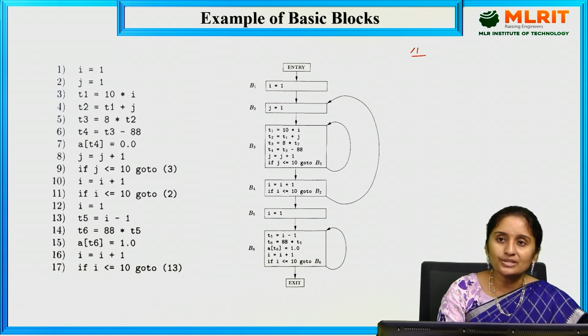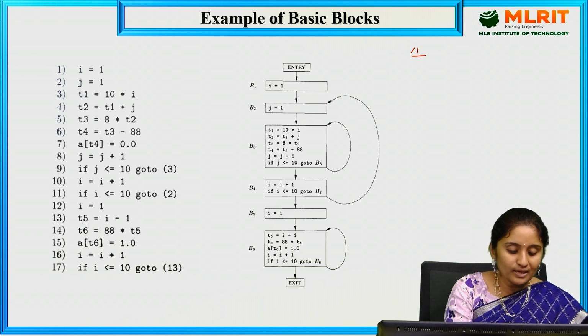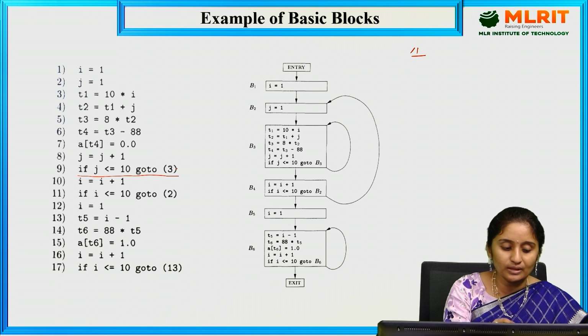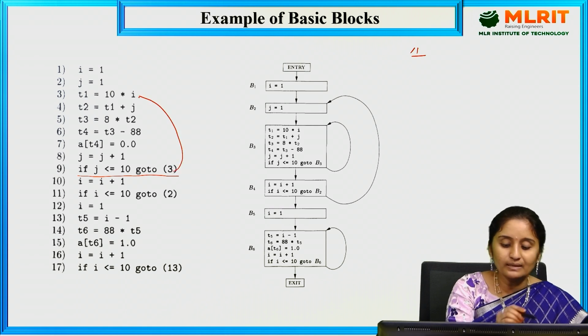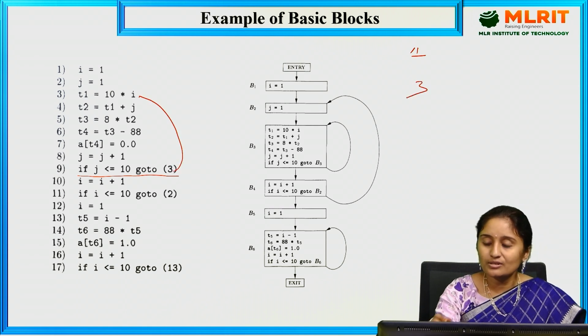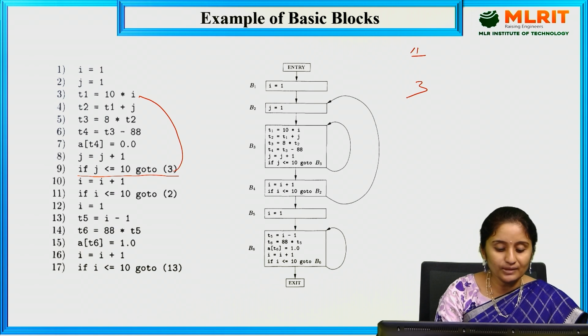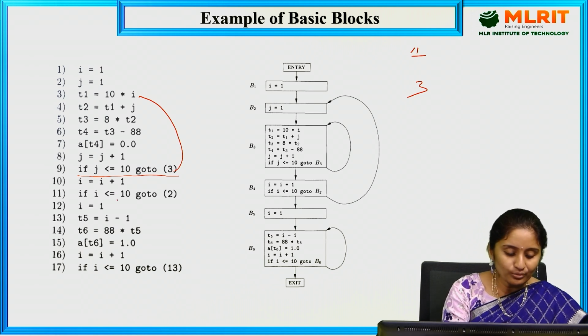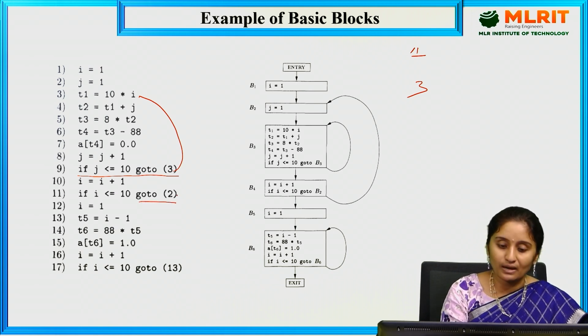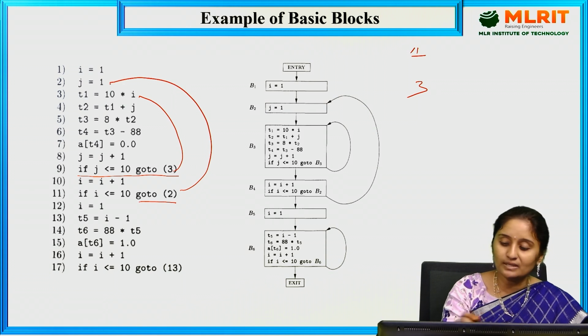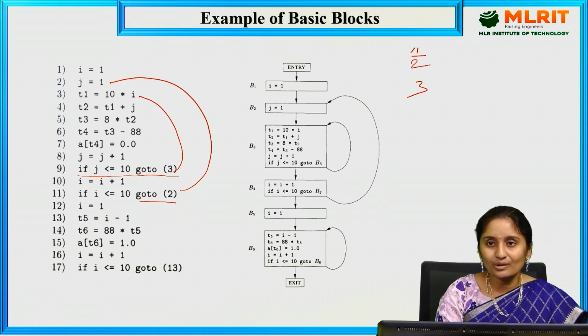So next we need to find the branching instructions. Where do I have them? Here I have go to 3rd line. So the 3rd one is also a leader. Then after that, again I have a go to the 2nd one. So the 2nd statement is also a leader.